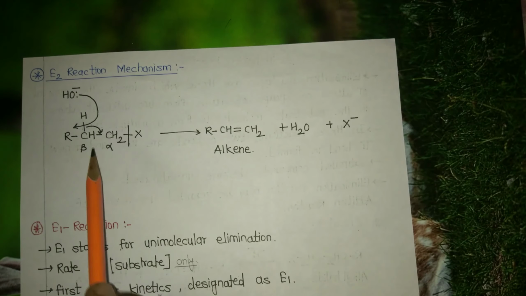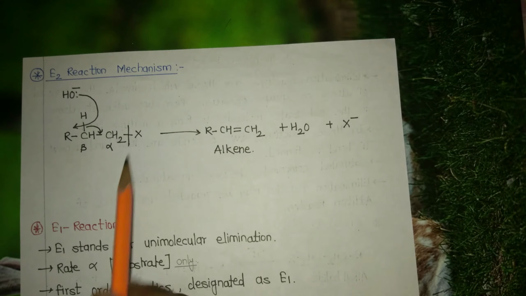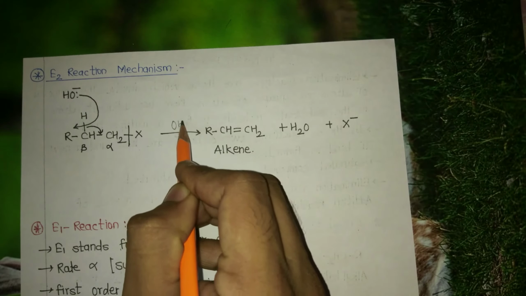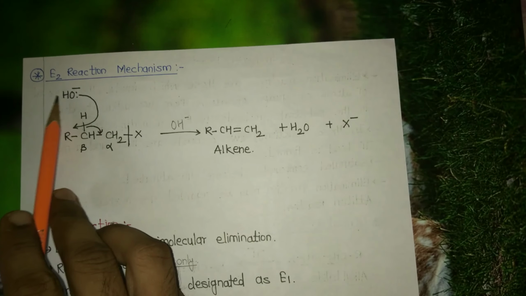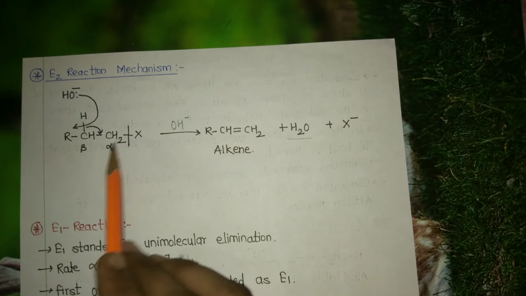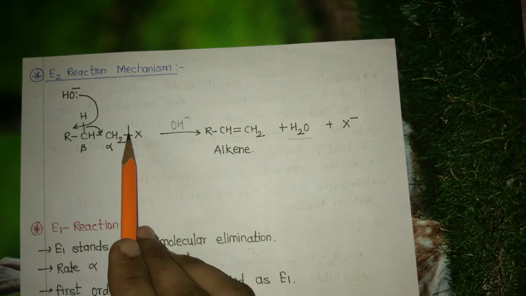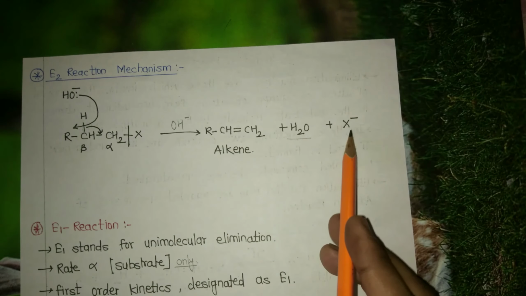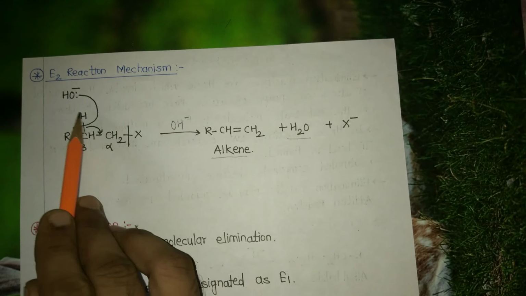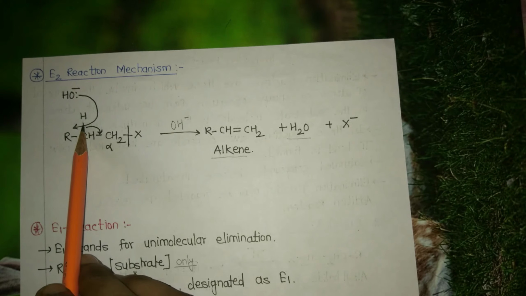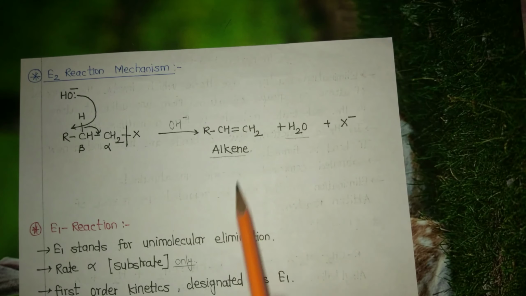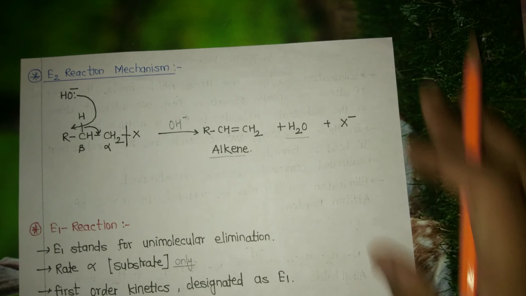In this reaction, this is an alkyl halide. This alkyl halide reacts with the base OH negative. This OH negative and this H positive form H2O, and in this alkyl halide this bond is broken and the halide gets removed and we get an alkene. Means this first sigma bond is broken and this sigma bond is broken and this pi bond will be formed. This is an alkene. This is all about the E2 reaction mechanism.